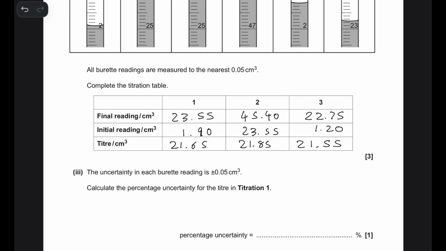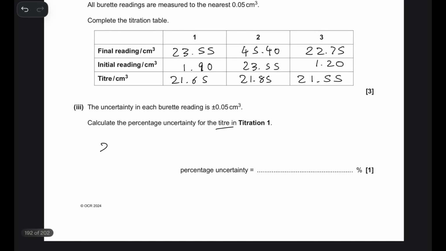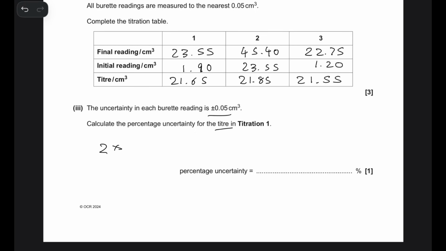Okay, that's that done. Now, in terms of uncertainty, what you need to realize is we wanted uncertainty for the titer. We took 2 measurements. So it's going to be 2 multiplied by the uncertainty, 0.05, divided by what the titer value was, 21.65. And if we multiply that by 100 to get a percentage, you'll get 0.46%.